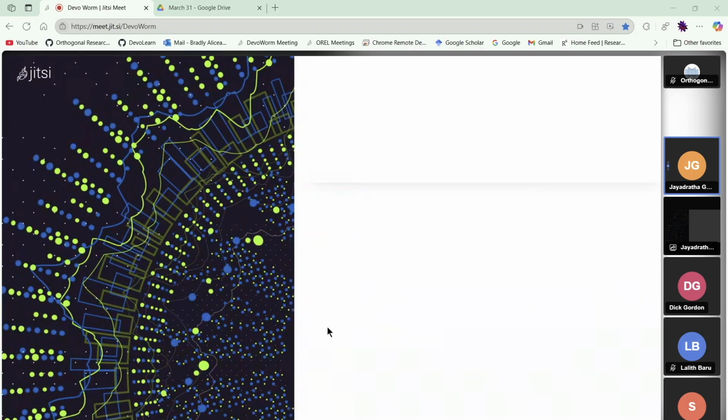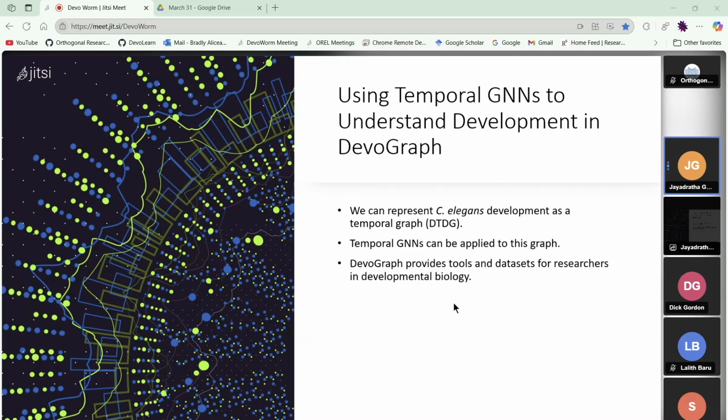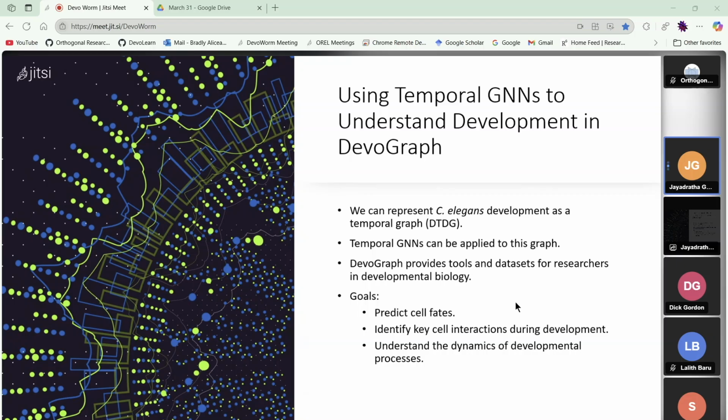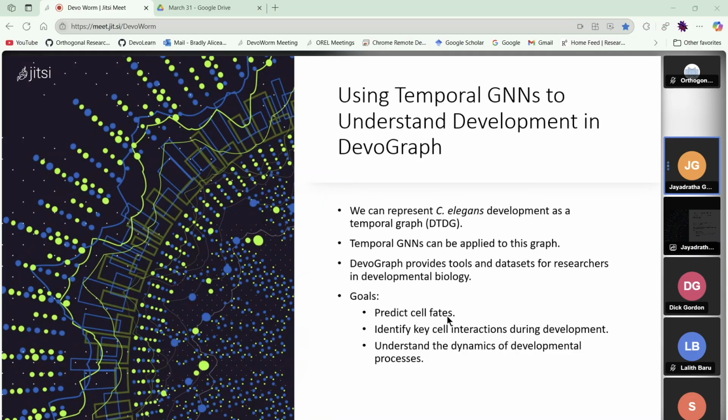These are the applications that have already been explored. Now what I want to do is see if we can use temporal GNNs to understand the development of C. elegans. We can represent C. elegans development as temporal graphs. It can be a DTDG: at different timestamps, we take a snapshot of its development, and then we can use a temporal GNN on top of it. DevoGraph already has tools and datasets. My goal will be to predict cell fates, that is, how a cell is changing with time, and cell features. We can also identify key cell interactions during development, or understand the dynamics of the development process. This can be the goal for next.